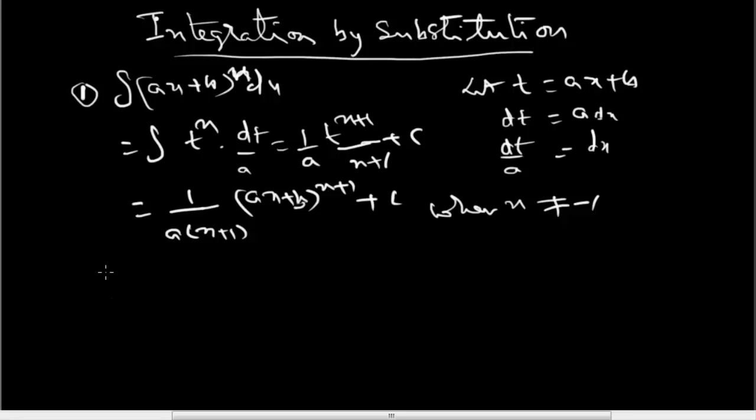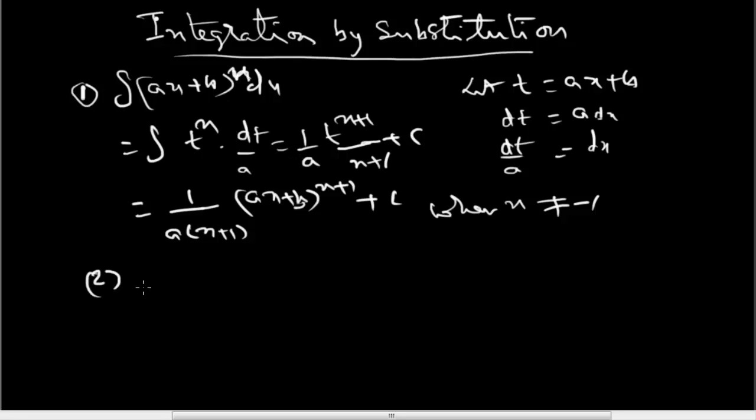In the same manner, number 2: something power n is something power n plus 1 by n plus 1, and the differentiation of that particular thing, that is ax plus b, gives a, which is written in the denominator.